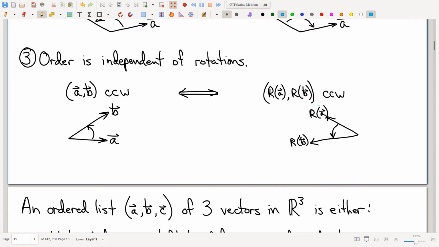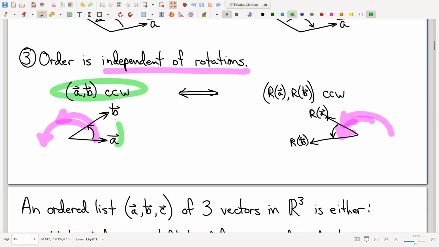And then lastly, I claim that this idea is independent of rotations. So what I mean by that is, here you can see I have a couple of vectors, and A comma B is the order. If I were to rotate everything, if I were to rotate the A vector like so, and if I were to rotate correspondingly, by the same rotation, the B vector, right?